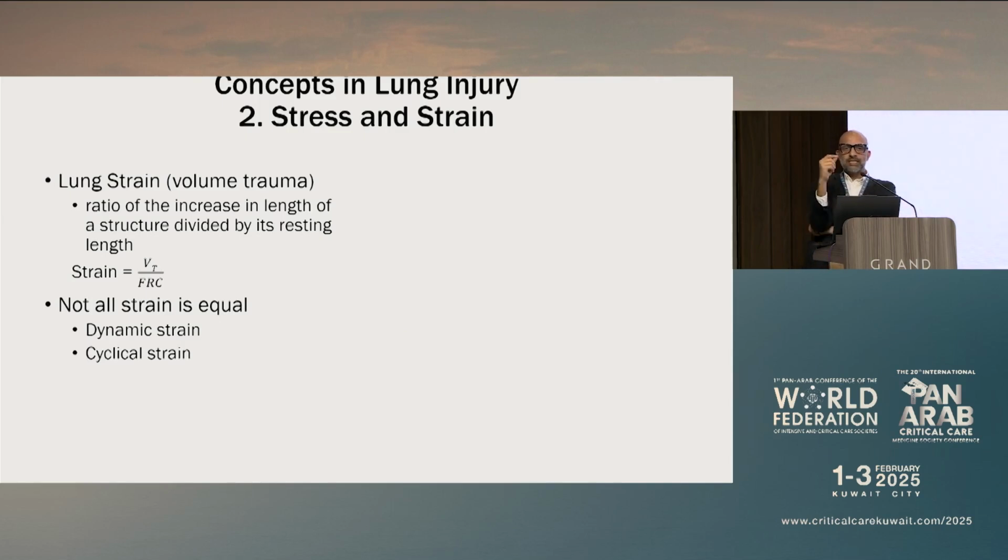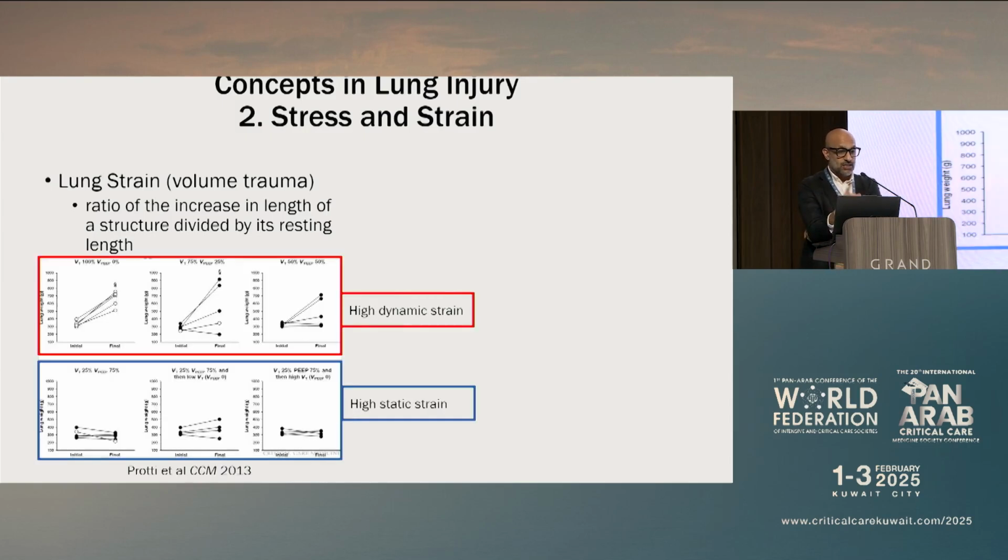Now, the other concept that we need to take forward is that lung strain is not always equal. And actually, it's a dynamic process. And dynamic strain and cyclical strain are worse for us. Now, in this set of images, in the top row, you have conditions of high strain where the excursion is much higher from the baseline. And you can see from the initial to the final lung weight, after subjects have been exposed to this high strain condition, high dynamic strain condition, you can see that the lung weight is higher.